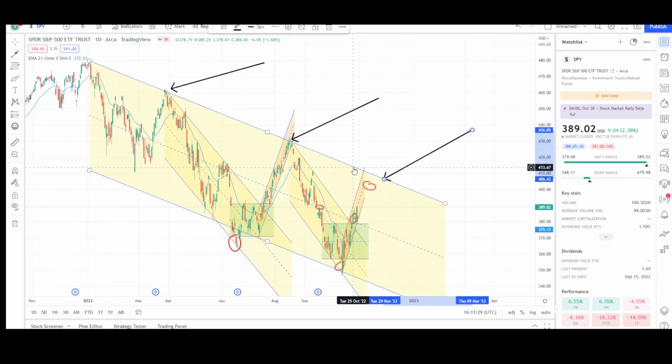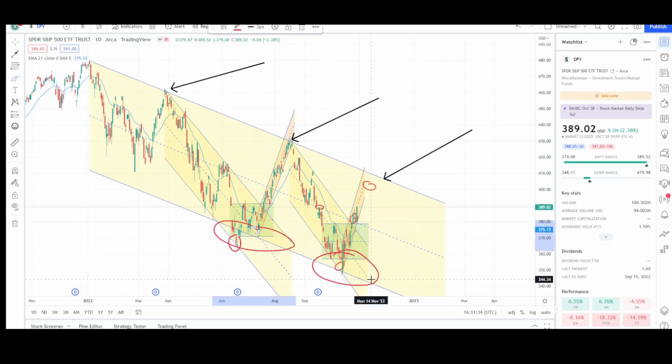So it looks like we're coming back to the top side, especially because we were just at the bottom side, just like in the past. Prices want to go to the opposite side. So this is looking pretty bullish in the short term.